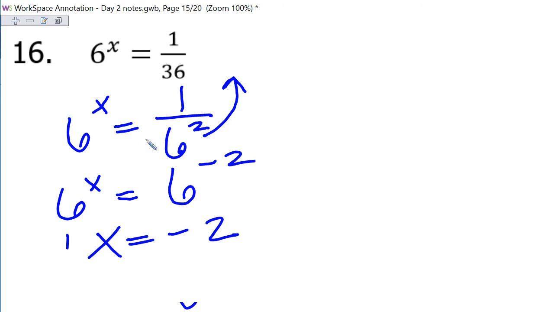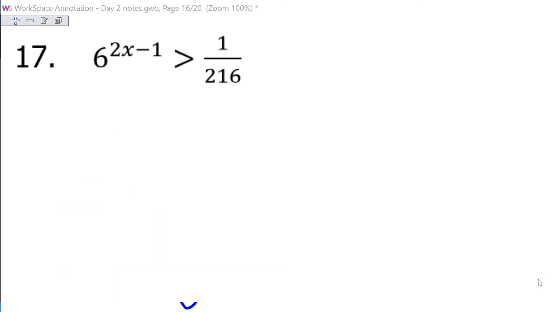Next one. Do we have a common base? Yeah, we could get a common base of 6. So this would be 6 to the 2x minus 1. And this would be 1 over 6 to what power gives you 216?